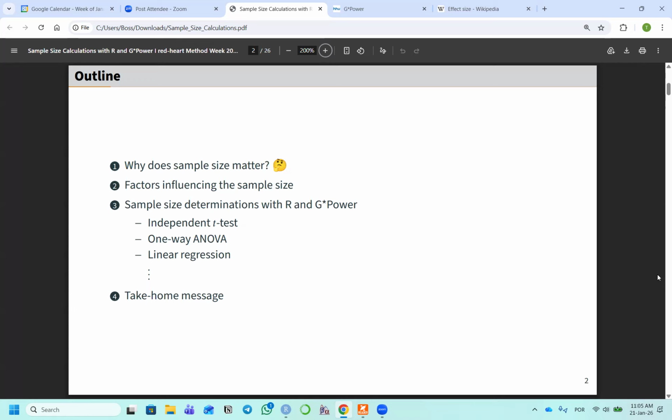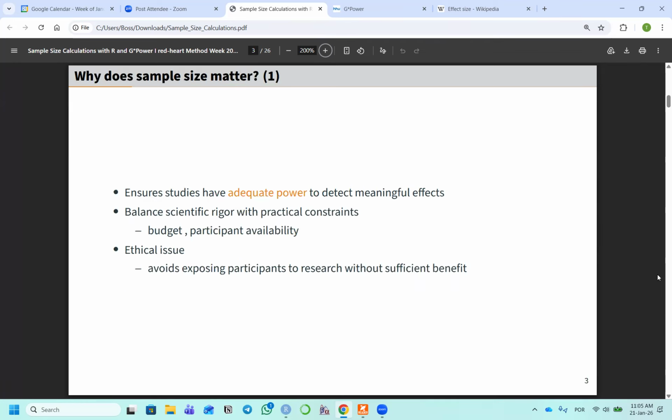And you can stick to simulation when G*Power and R power are not feasible. And finally, I will tell you some final messages that you should keep in mind when we are talking about sample size determination.